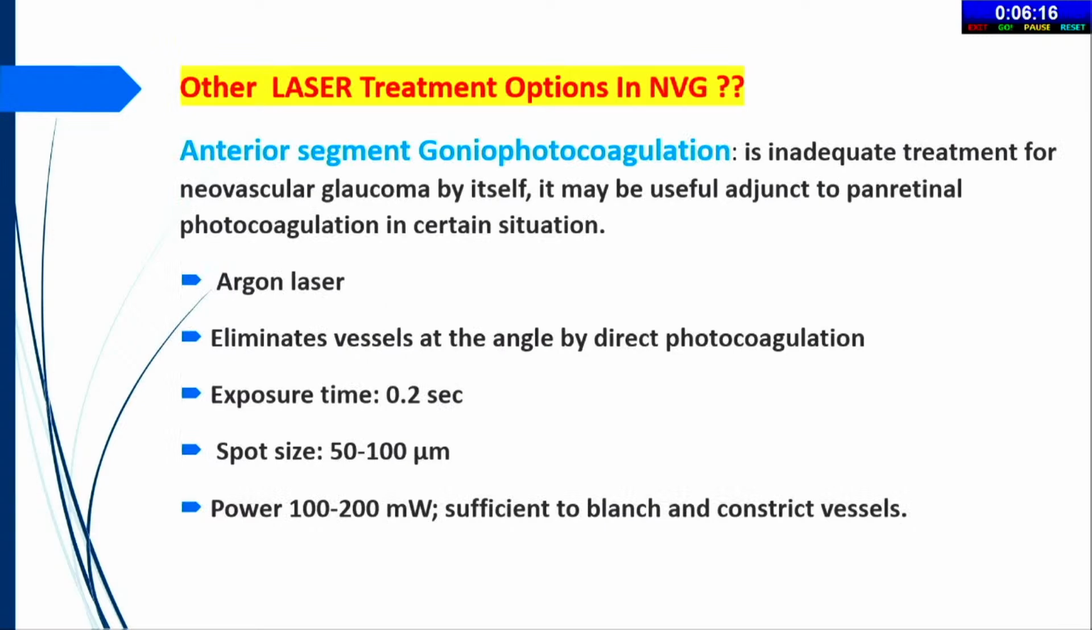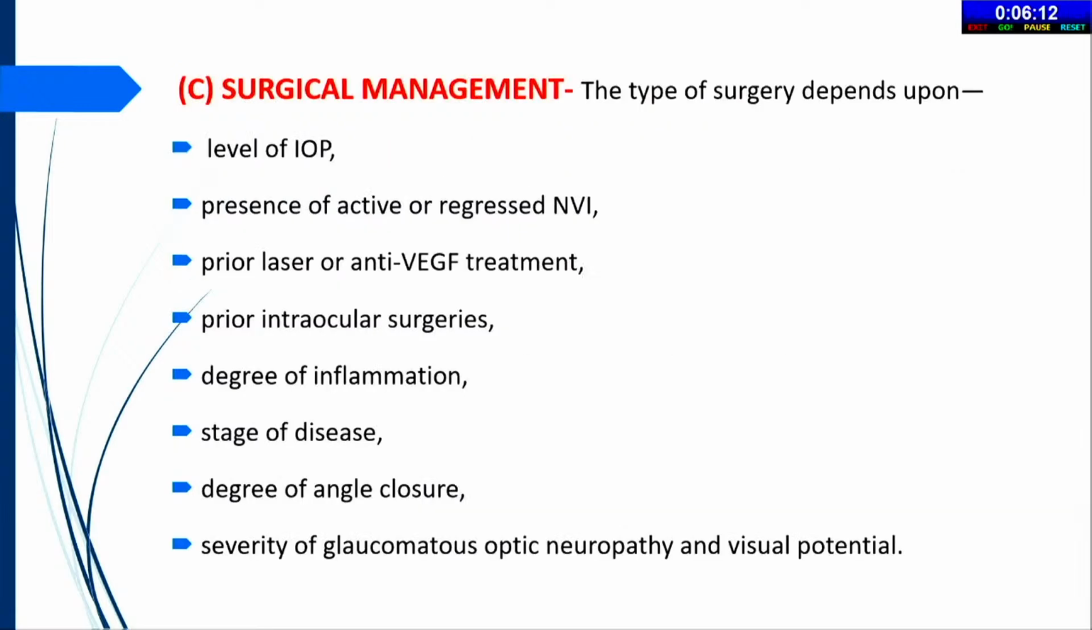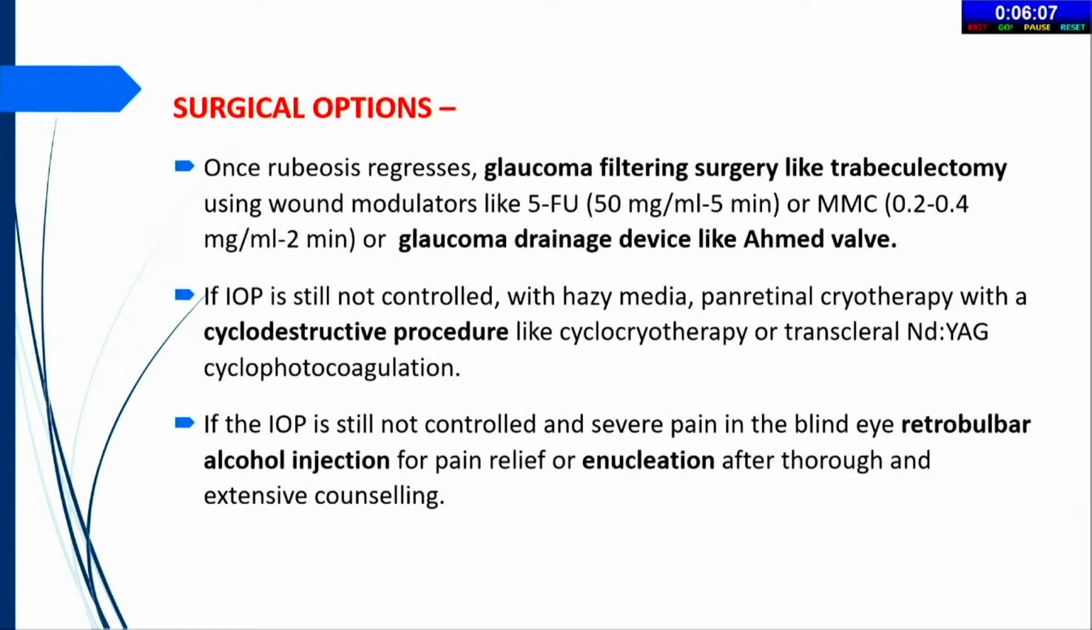You can do the laser on the gonioscope also by doing a gonio-photocoagulation by argon laser. As I told you, you can do a trabeculectomy depending upon the severity of the glaucoma, but then mitomycin C has to be used because these secondary glaucomas are very intractable glaucomas. So you may have a failure of trabeculectomy. So you can use mitomycin C or 5-fluorouracil, or better to use AGVs.